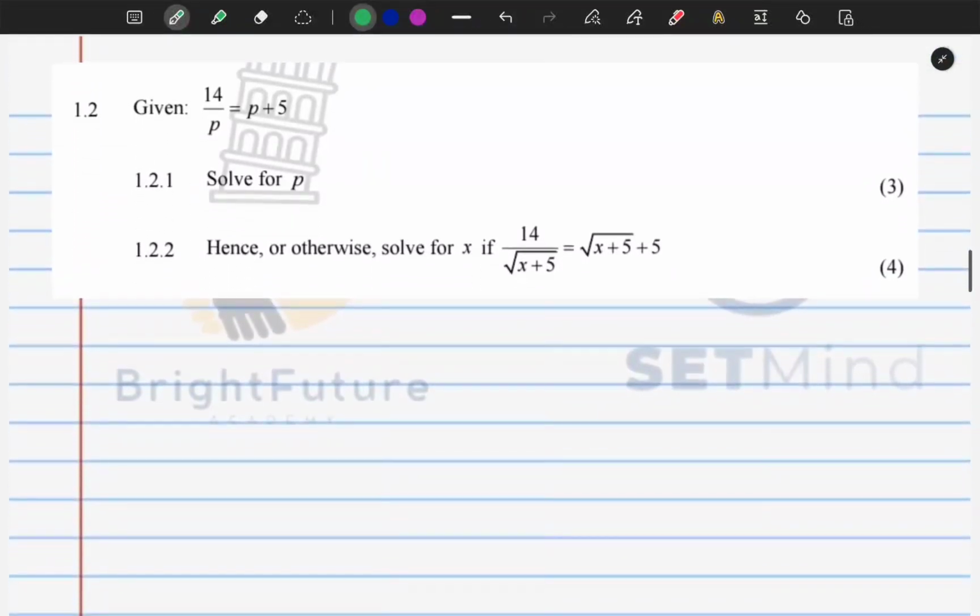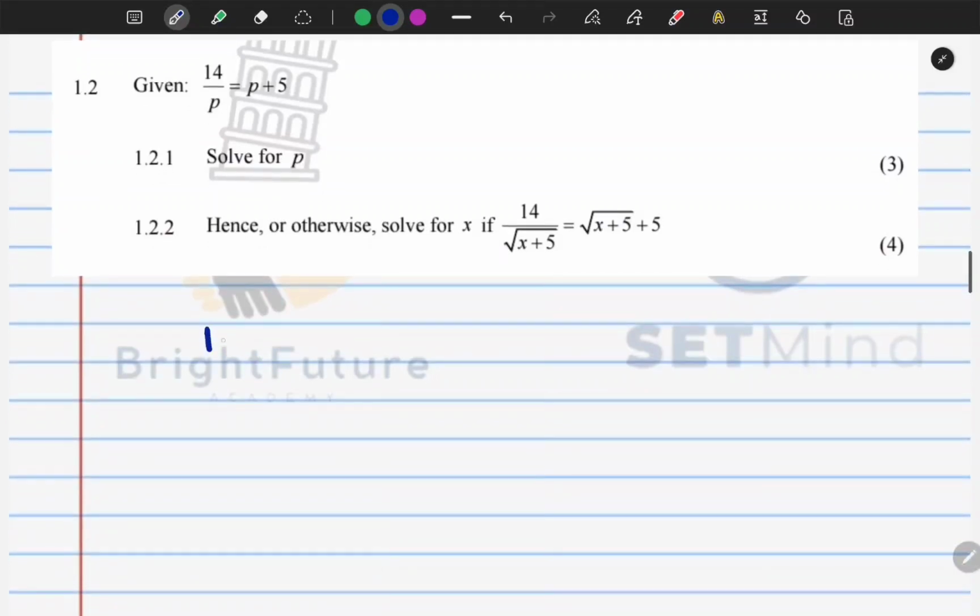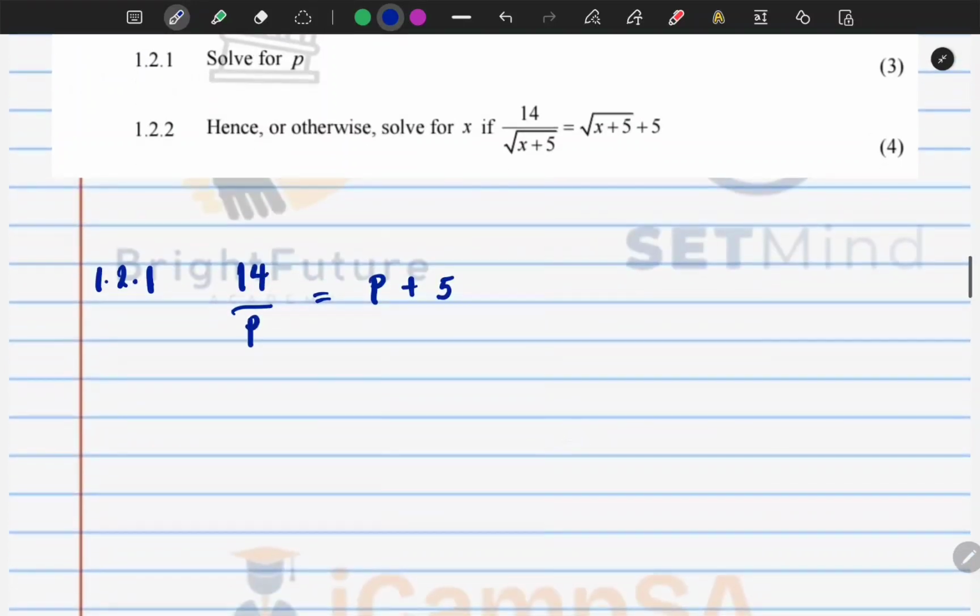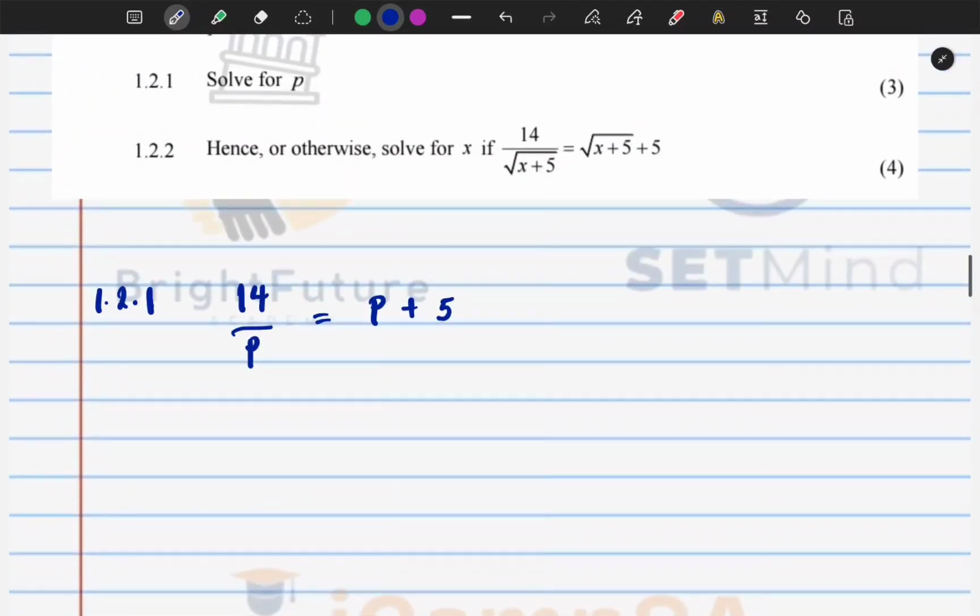Now let's look at this question. Here they are saying, given 14 over p equals p plus 5, solve for p. This is question 1.2.1. In order for us to solve for p, we can already see that we have a fraction here.